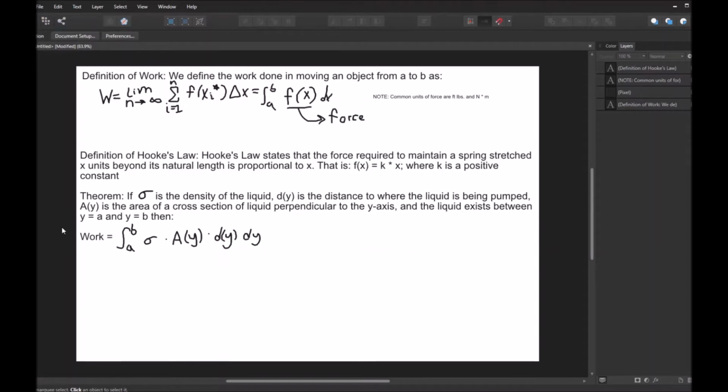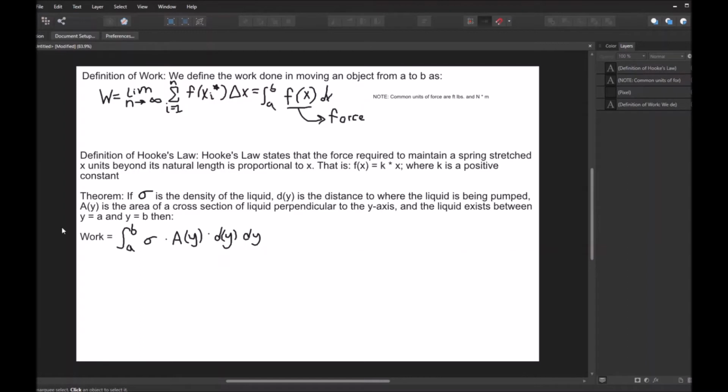We define the work done in moving an object from A to B as W equals the limit as n approaches infinity of the sum from i to n of f of x sub i times delta x, which we can simplify to simply the integral from A to B of f of x dx, where f of x is our function of force. It's our equation of force.